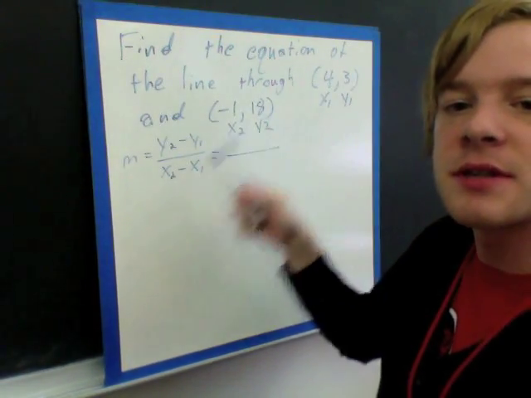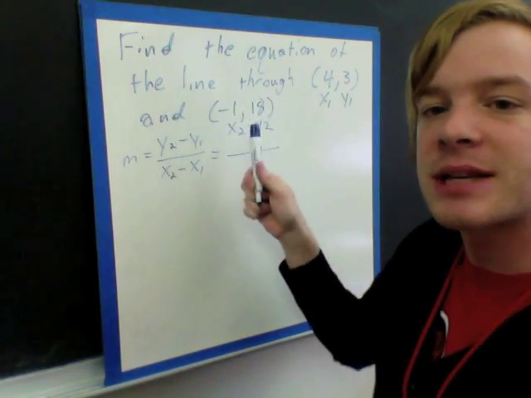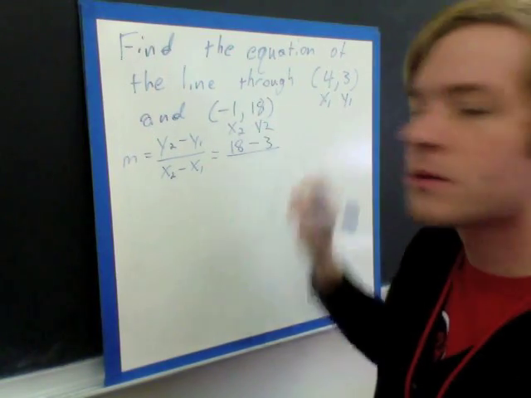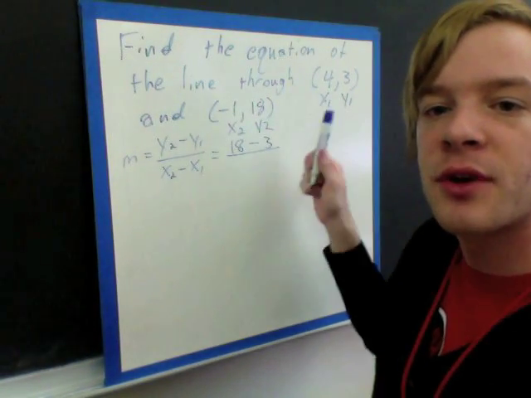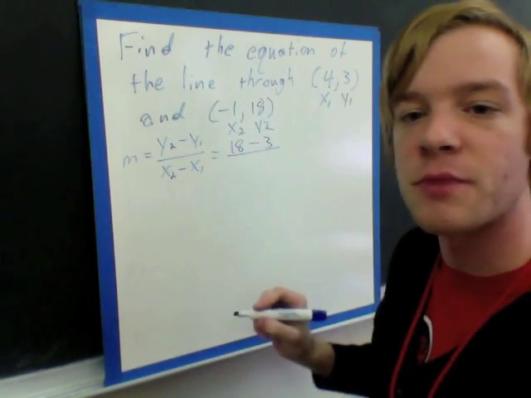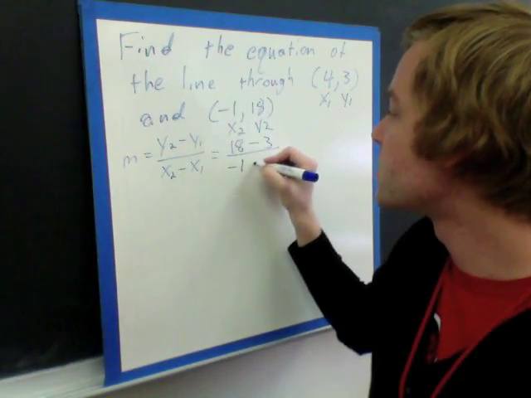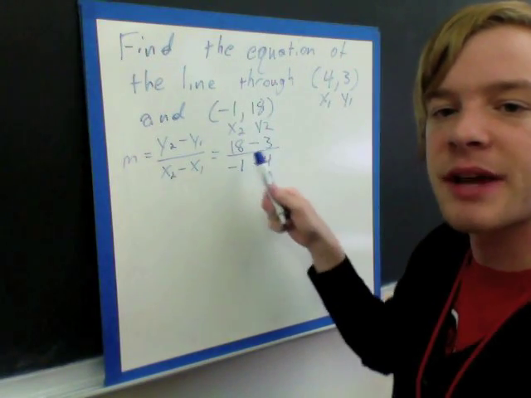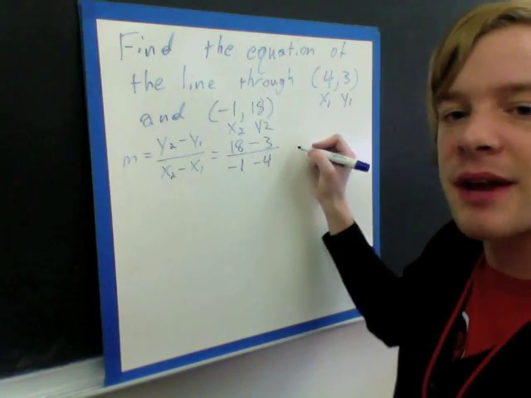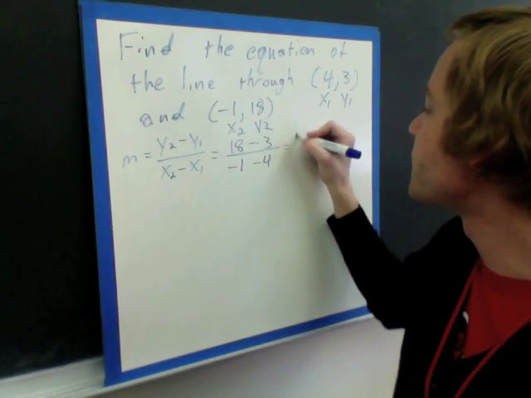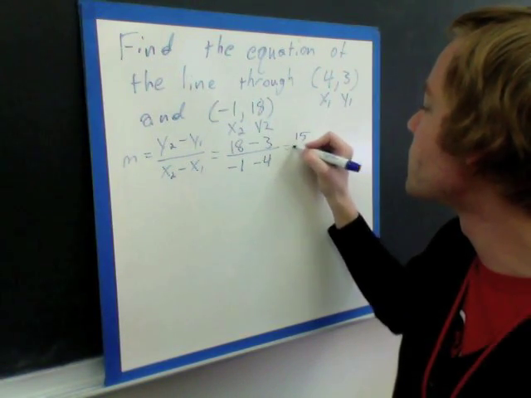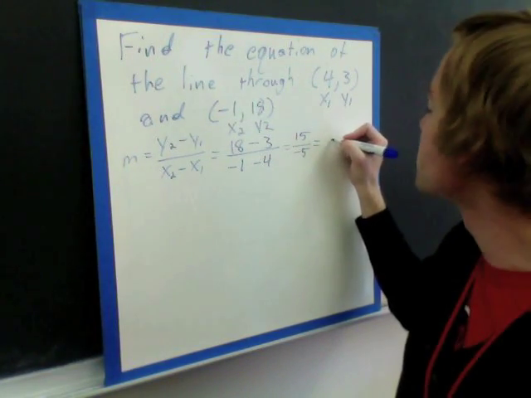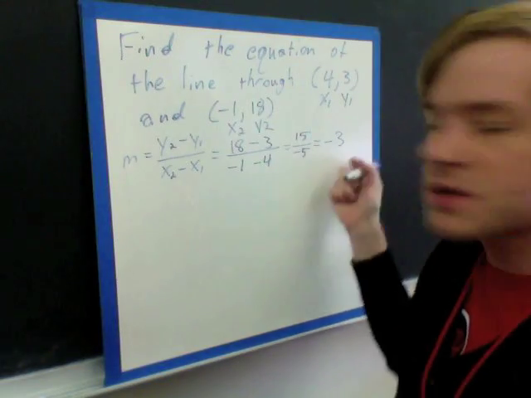If I plug in these numbers to this equation, I'm going to have 18 minus 3 on top, and then I will have -1 minus 4 on bottom. If I subtract these out, I'm going to have 15 on top and -5 on bottom. Which if I divide out equals -3. So this is our m.